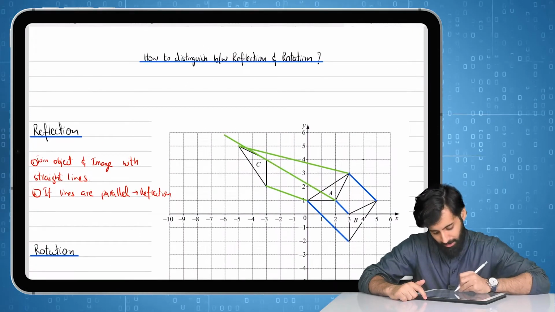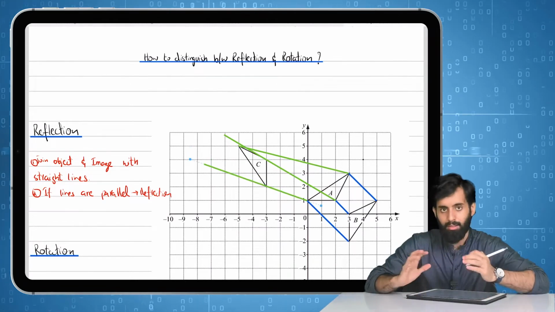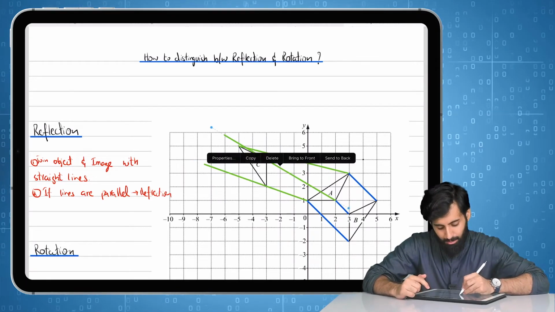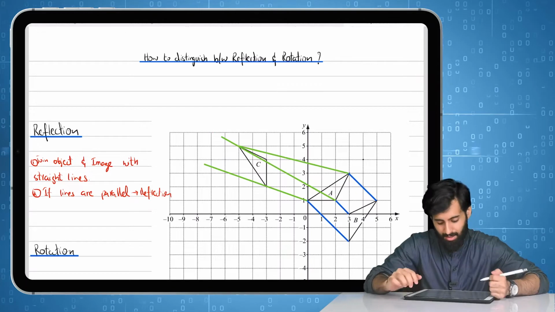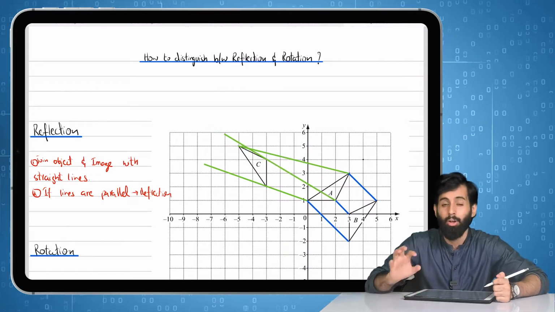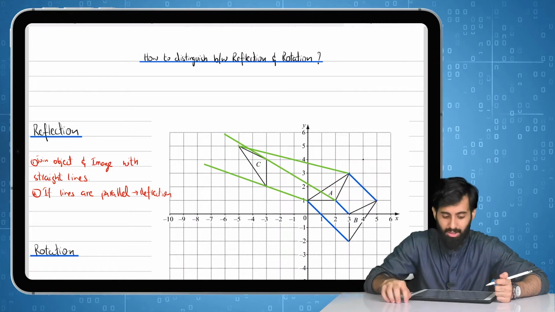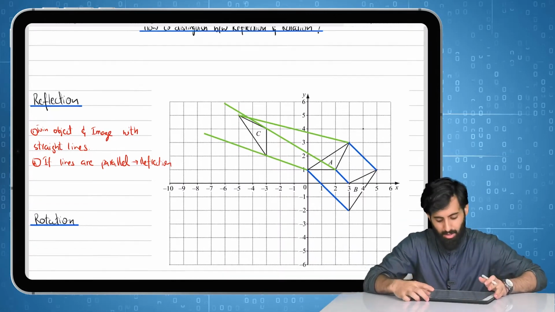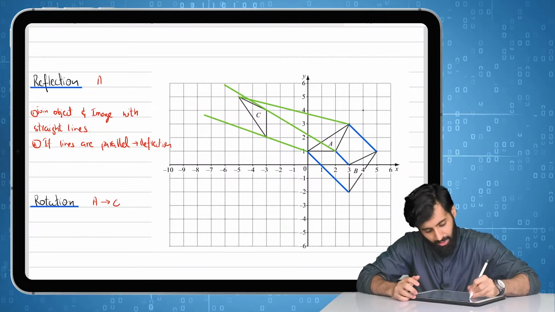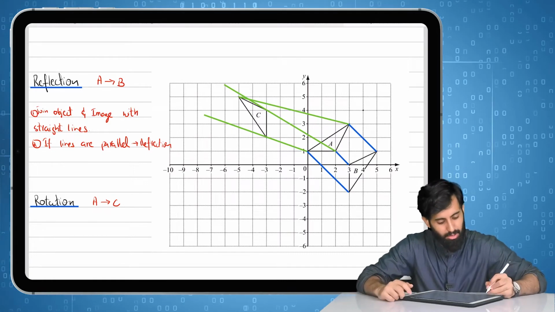So there will come a point where the two lines will intersect, and this is true for any two of the three. When that happens, it clearly suggests that this is not a reflection, this is definitely a rotation. So as far as A onto C is concerned, this is basically a rotation. So I should write it over here that A to C is a rotation and A to B is a reflection. Now how exactly do you find out whether it's rotation or not?